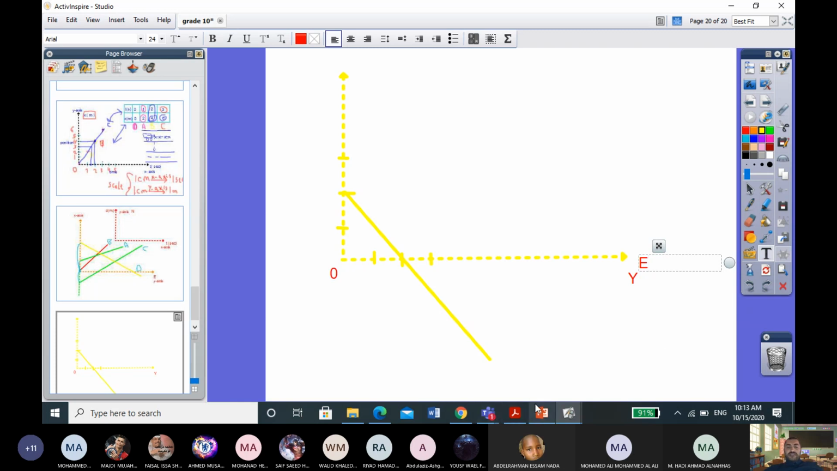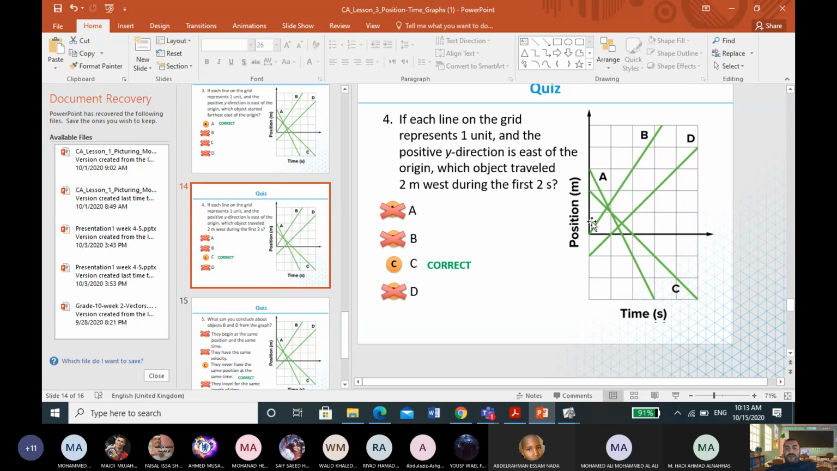Okay, we know that C is the true answer because we go 2 meters here from here to here. So this is the west and that's it. But I want you to know how to draw and how to interpret a graph. Okay, so here, if the y direction is to the east and from the origin, which object traveled 2 meters west during the first 2 seconds?